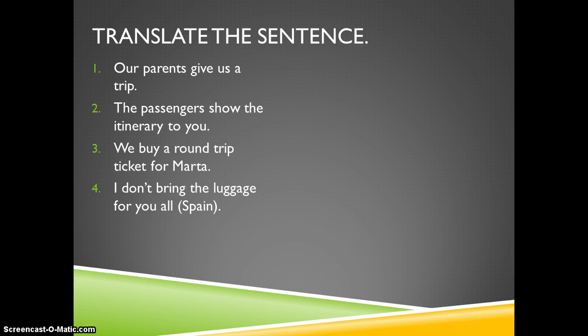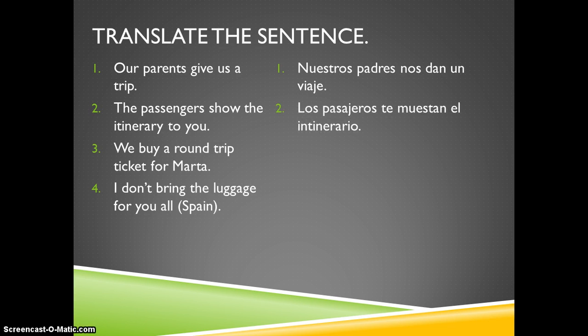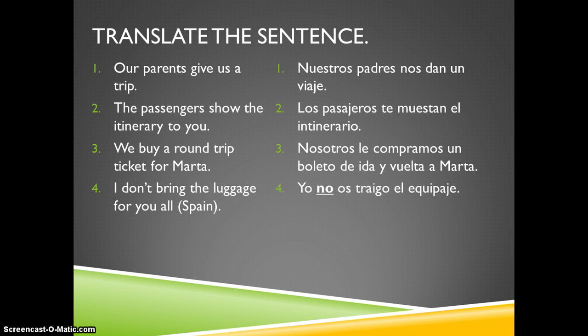Okay, let's check your answers. Nuestros padres, our parents, nos dan un viaje. They give us a trip. Número 2. Los pasajeros te muestran el itinerario. Número 3. We buy a round trip ticket for Marta. Nosotros le compramos un boleto de ida y vuelta a Marta. Again, notice we added that a Marta to specify the le. And then finally, yo no os traigo el equipaje.